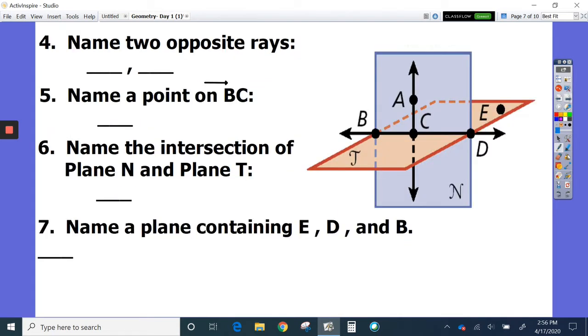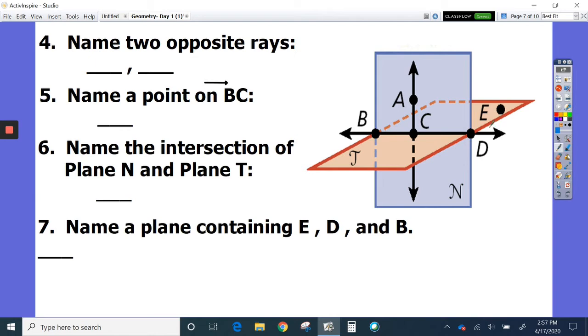That being said, let's continue solving some of this. Let's look at this figure out here, and let's see if we can name two opposite rays. So opposite rays are again rays with a common endpoint which extend in one direction and are in opposite directions.